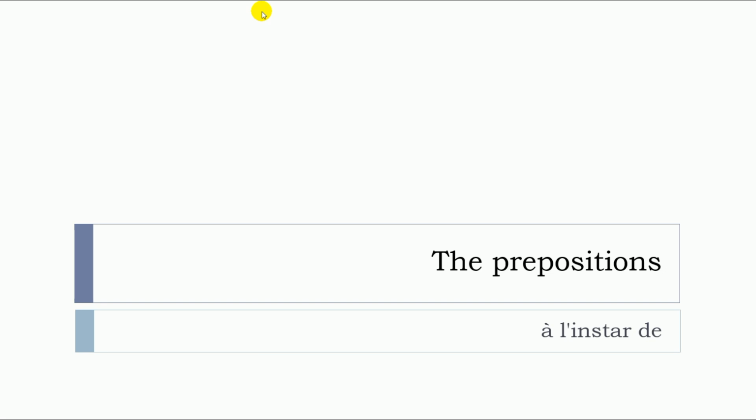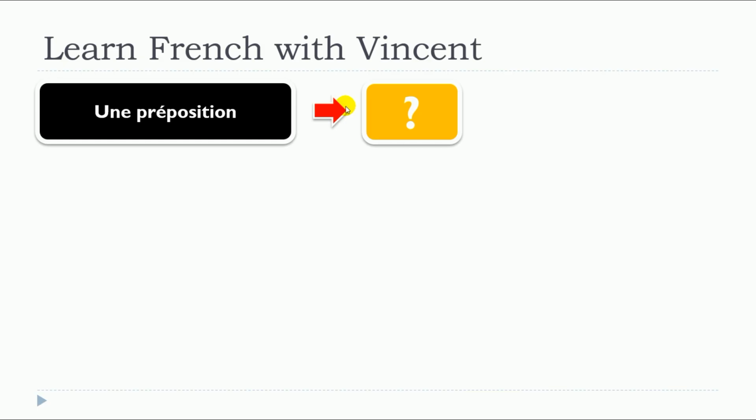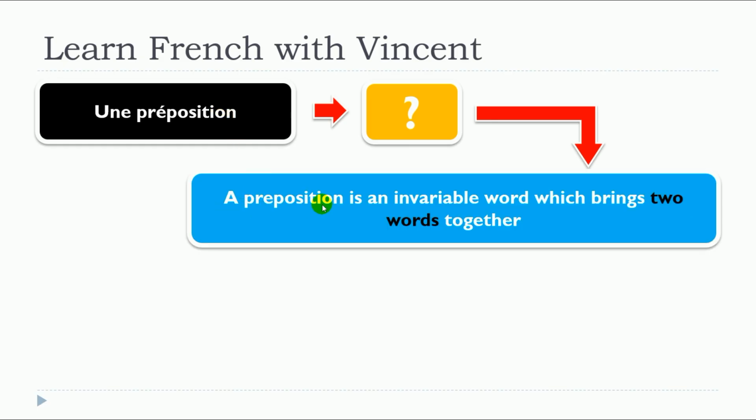In this lesson, we will see together the prepositions, but more precisely, à l'instar de. So, of course, the first thing that we need to see together is what is une préposition? Well, a preposition is an invariable word which brings two words together.